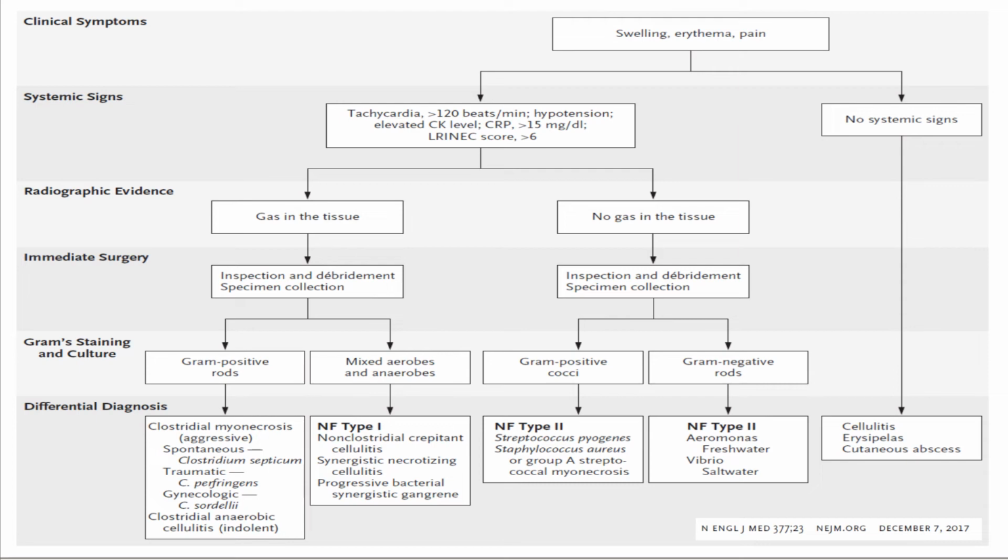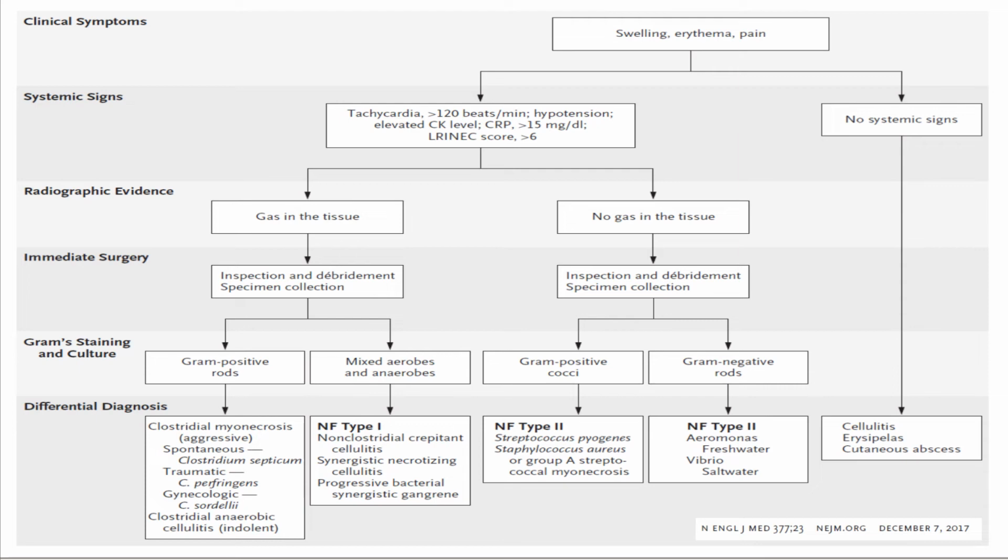If the clinical symptoms are swelling, erythema, and pain, and no systemic signs, it is easy to determine that it's cellulitis and erysipelas. These two conditions can be differentiated by the margin of the lesion. If you can see the margin obviously, it may be erysipelas, and if you cannot see the margin of the lesion, it is considered cellulitis.